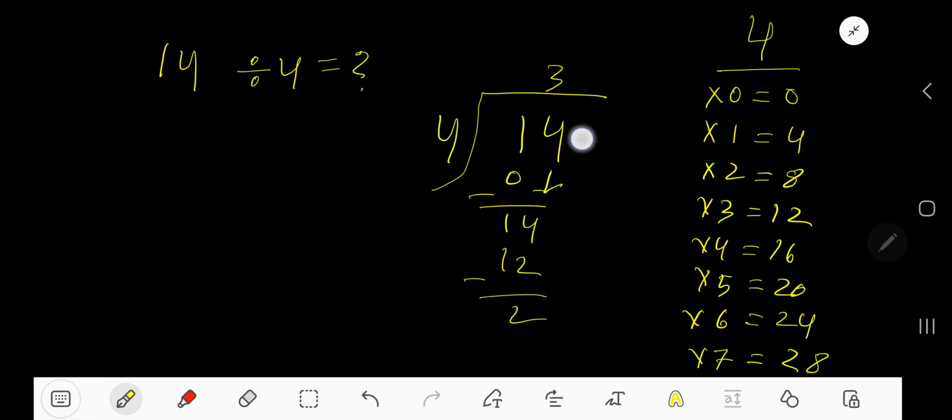If you want to write your answer in decimal form, then put a decimal here, add a number of zeros, and bring down the first 0. Before the 0 there is a decimal. The decimal must come into the quotient directly.